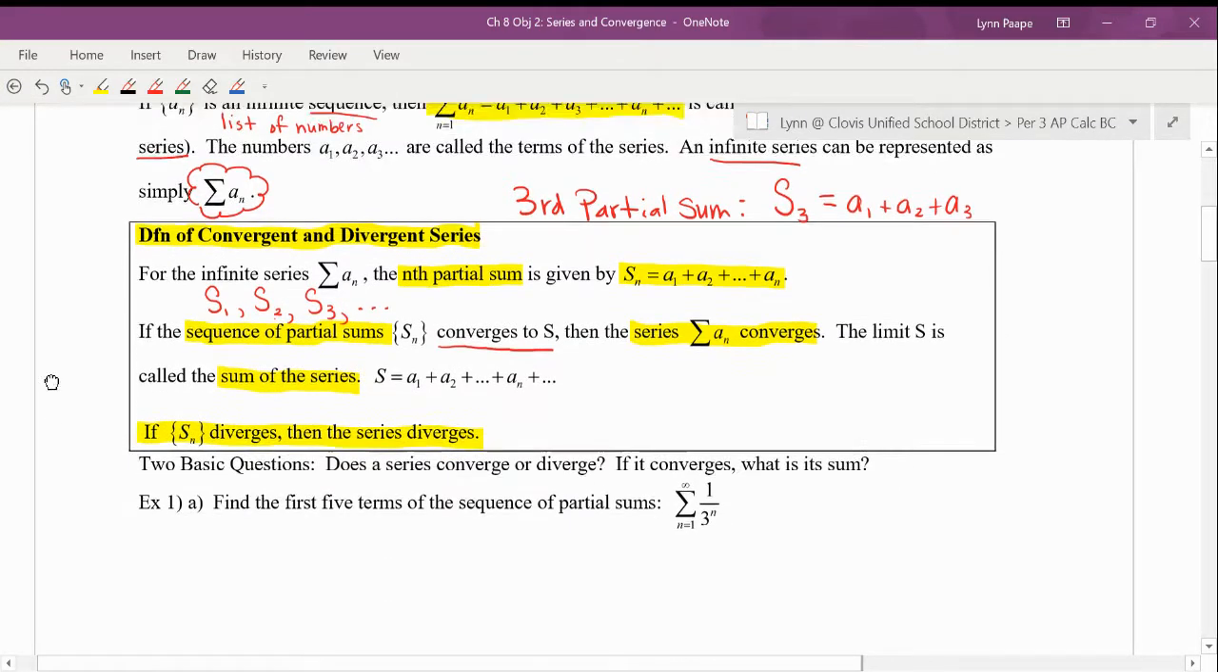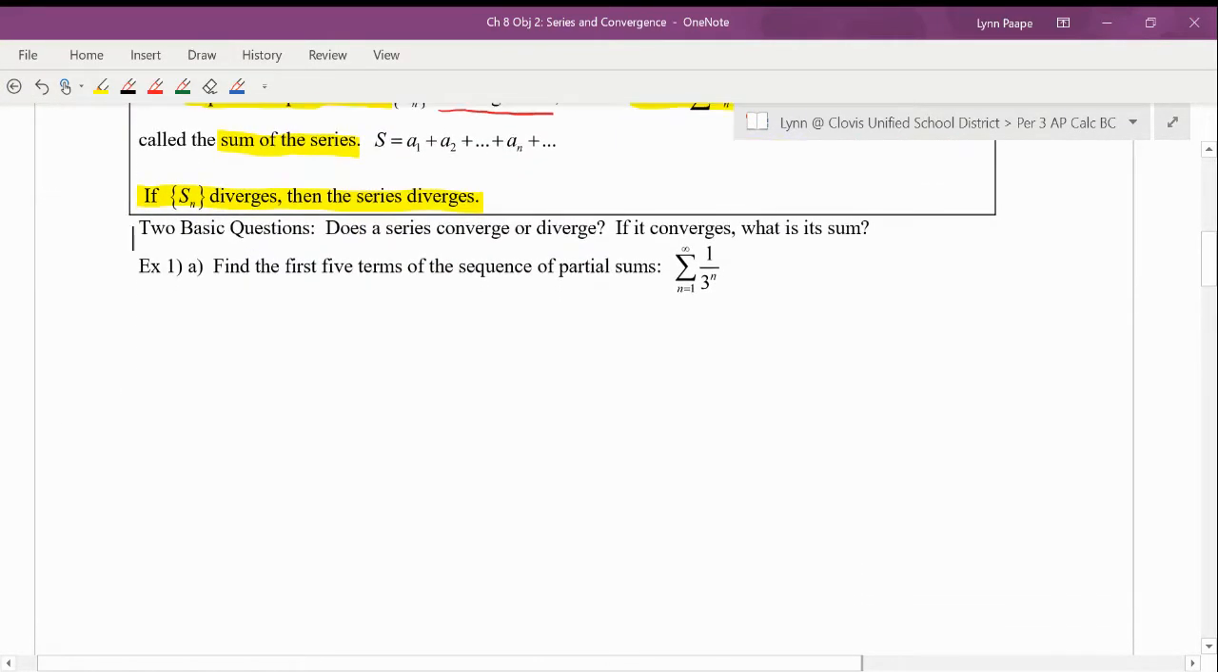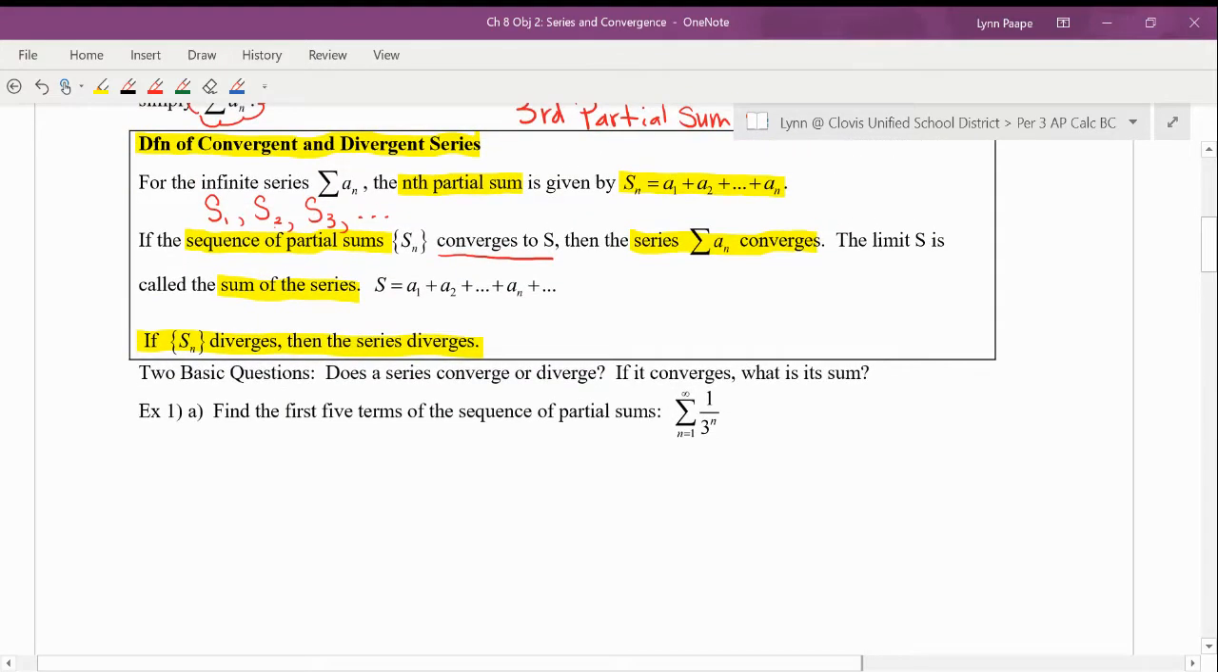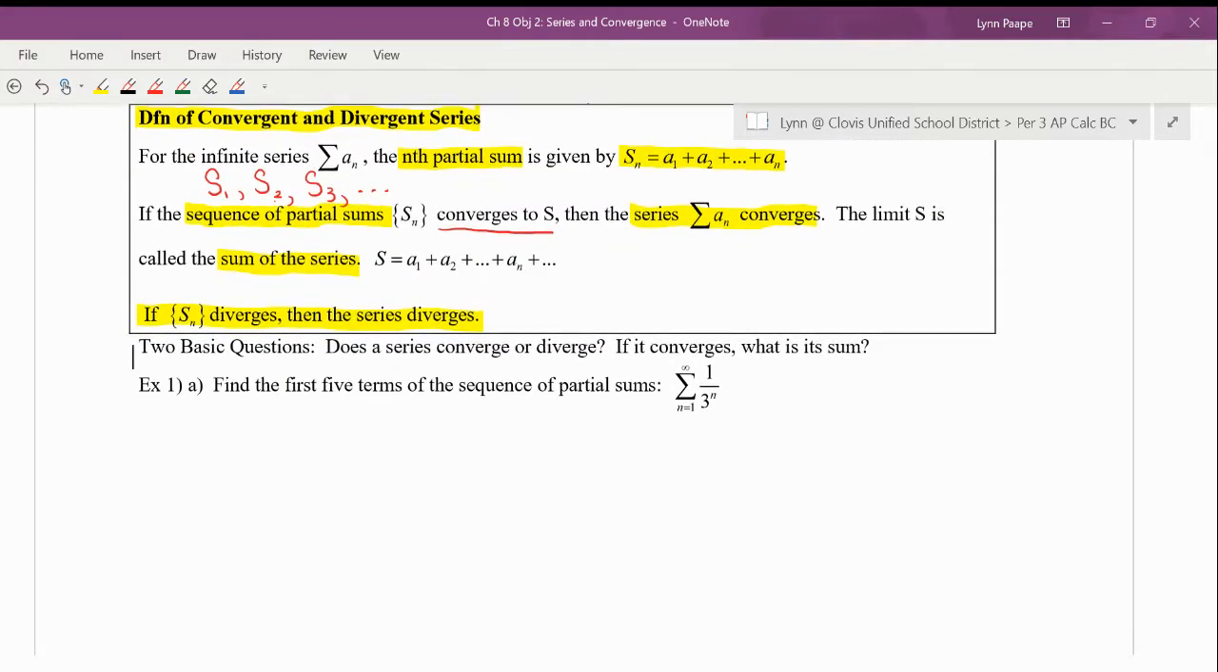Okay, so let's take a look at, so what are our 2 basic questions? I'm going to leave that up there so we can see that. The 2 basic questions for at least the first half of chapter 8 is, we want to know, does the series actually converge or diverge? That's our number 1 question for at least half of chapter 8.